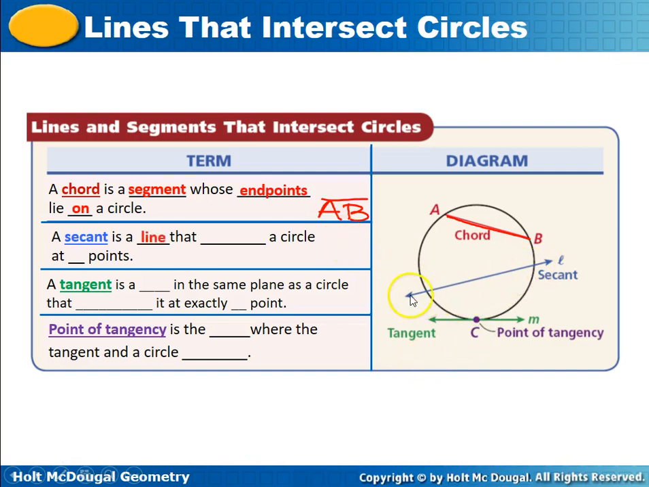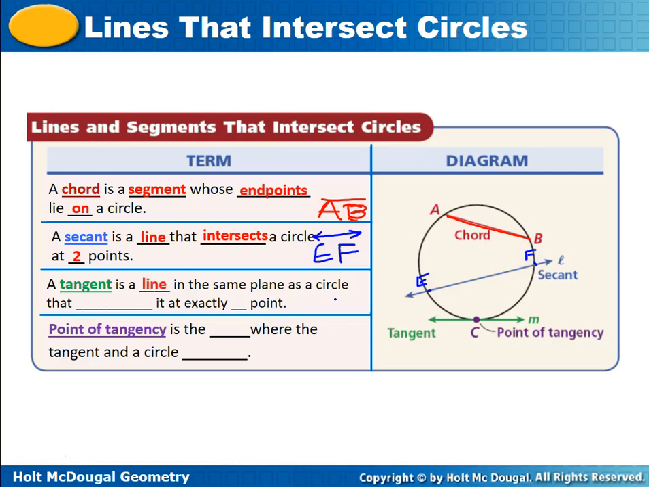This is our secant, and it is a line. And we know it's a line because it has arrows at either end, and it intersects a circle at 2 points. Now if we were to put some points on this, if we said this was E and this was F, then this would be secant EF. And the difference with this one is it has an arrow symbol over the top of it because it's a line, not a segment. Then we have our tangent down here.